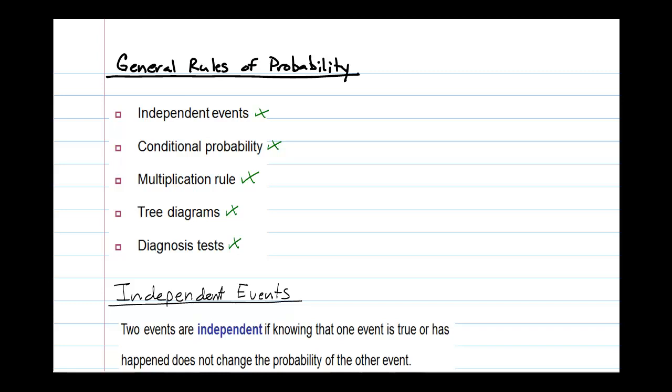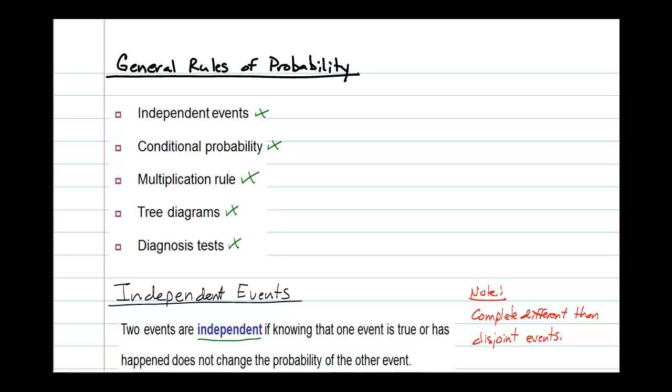Two events are independent if knowing that one event is true or has happened does not change the probability of the other event. As a quick side note, please remember that this is completely different than disjoint events. Another name for disjoint events, of course, was mutually exclusive events. When we talk about disjoint or mutually exclusive events, remember that Venn diagram idea about two events that do not intersect in terms of their circle values in a Venn diagram. So again, completely different than disjoint events.